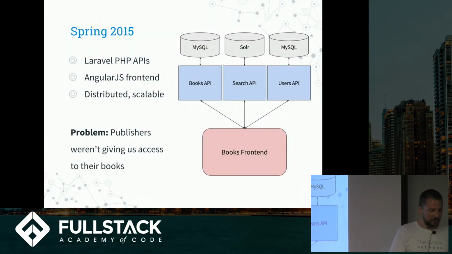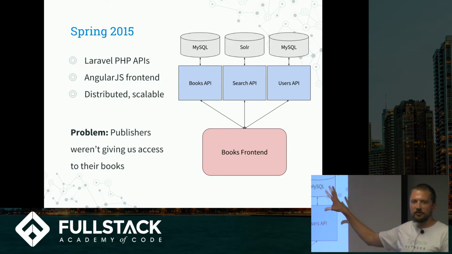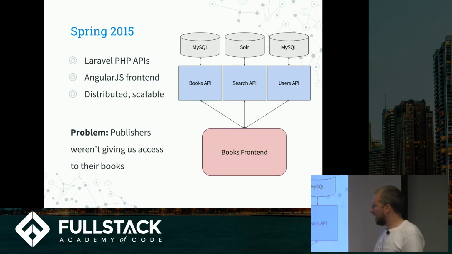But from an architectural standpoint, to kind of back out of the business side for a second, this is what we initially set up at PackBack. We built a whole textbook rental platform on microservices. We had a users API, a search API, and a books API, each connected to their own database, and a front-end Angular application. And it all worked really well. It's really scalable, good stuff.